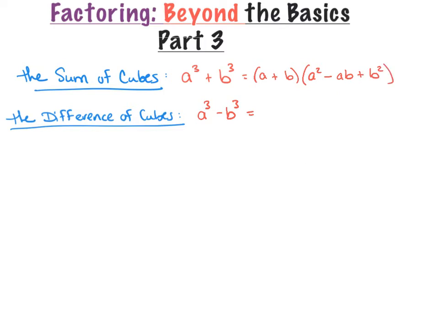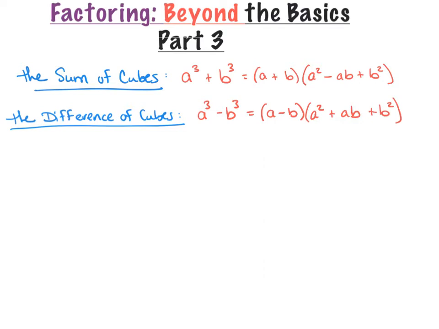The difference of two cubes formula factors really similarly. To start off, it's got the same sign as the question, so a minus b, and then a squared, kind of like its partner formula. But instead of minus ab, it's plus ab. So a squared plus ab, and then plus b squared.